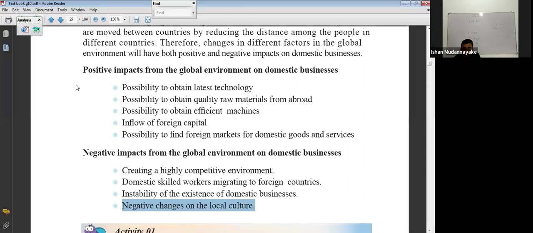Then what did we discuss here? The positive impacts of globalization, and then the negative impacts. The positive impacts: possibility to obtain the latest technology, quality raw material, efficient machines, inflow of foreign capital, and possibility to find foreign markets for domestic goods and services. The negative impacts: creating a highly competitive environment, domestic skilled workers migrating to other countries, instability of existence of domestic businesses, negative changes in local culture. These are the advantages and disadvantages of globalization.